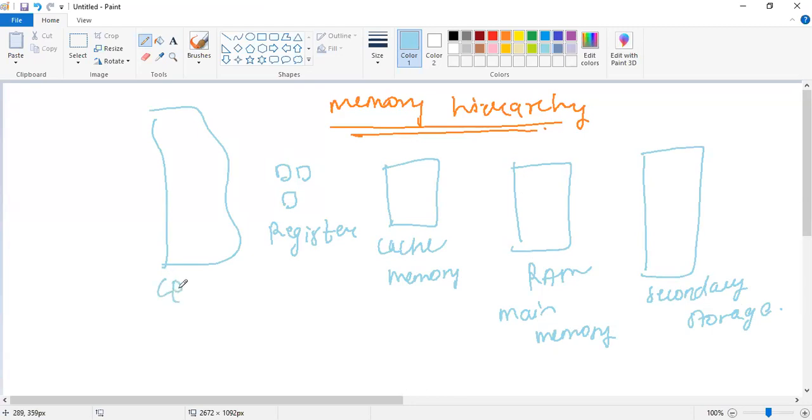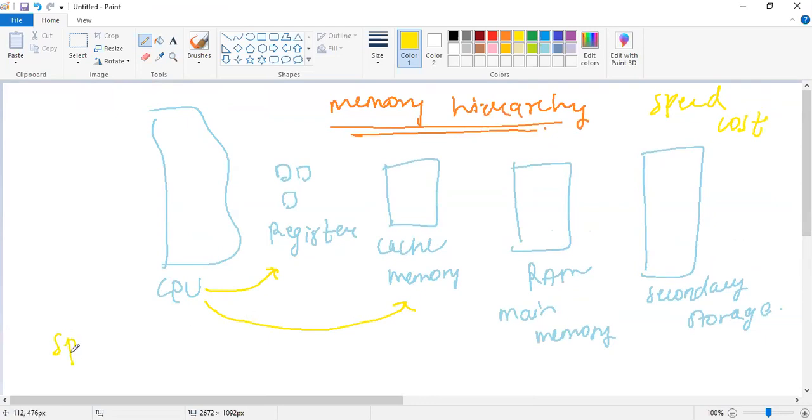See, all these are memory only, but what varies is their speed and their cost. Okay, see, register is very close to CPU, so CPU can access register very fast. Then cache memory. Cache memory is a little close to the CPU.